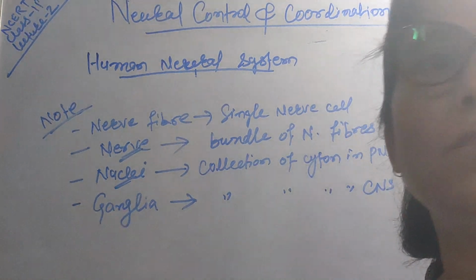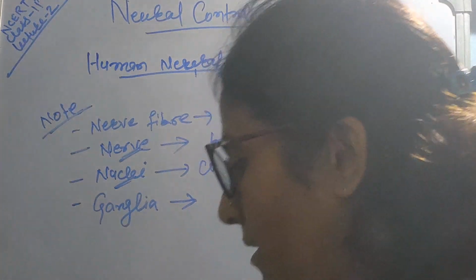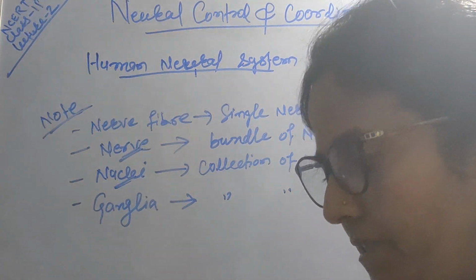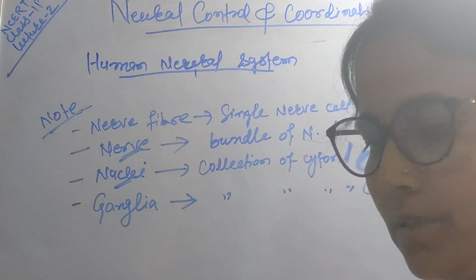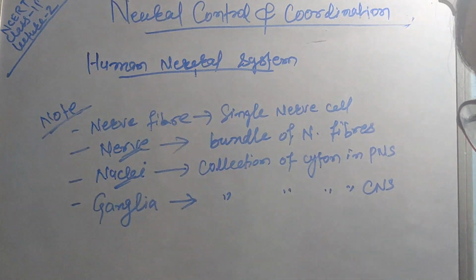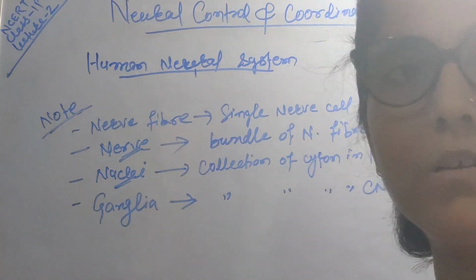With this discussion, we will complete and finish the lecture today, and in the next class we will discuss the details of the human neural system and control, impulse conduction, etc.